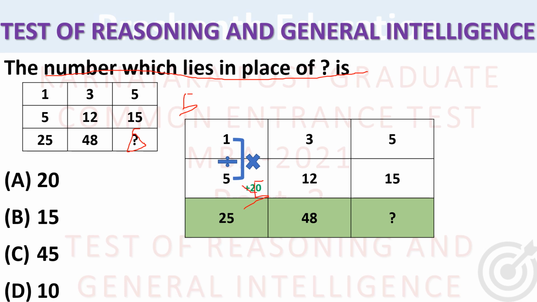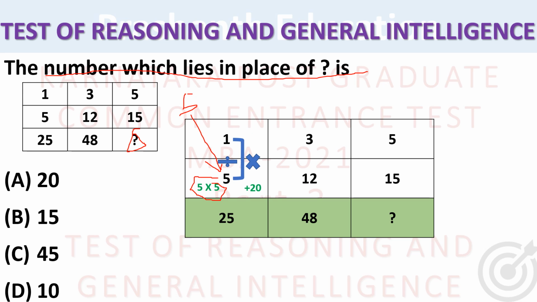If I multiply with 5, I am going to get 25, or if I add 20 to it also, it will become 25. So two possibilities are there. Either I multiply it with 5, 5 into 5, I will get 25, or if I add 20 to this 5, it will become 25.